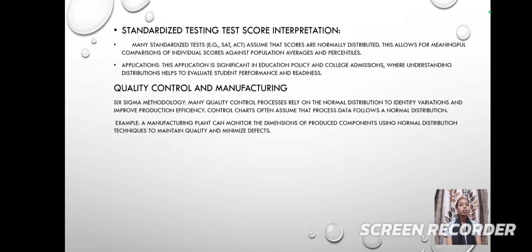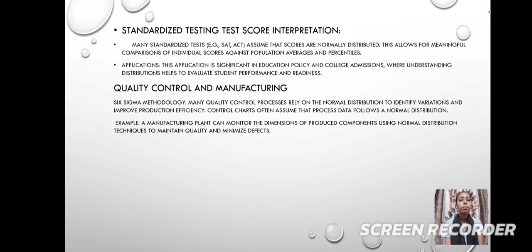Next is standardized testing, test score interpretation. Many standardized tests, for example SAT and ACT, assume that scores are normally distributed. This allows for meaningful comparisons of individual scores against population averages and preferences. Application. This application is significant in education policy and college admissions, where understanding the distribution helps to evaluate student performance and readiness.